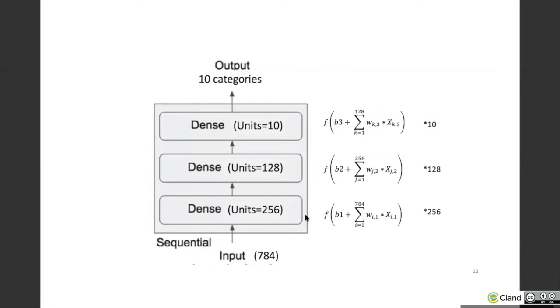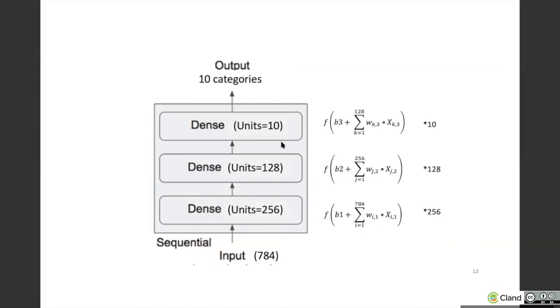The second layer looks a lot like the first one, but it is a bit smaller. It includes only 128 functions, and the inputs of the second layer are the outputs of the first layer. It means that the number of inputs of the second layer is equal to 256. As we have 256 small functions here, each one predicting one output, we have here 256 inputs.